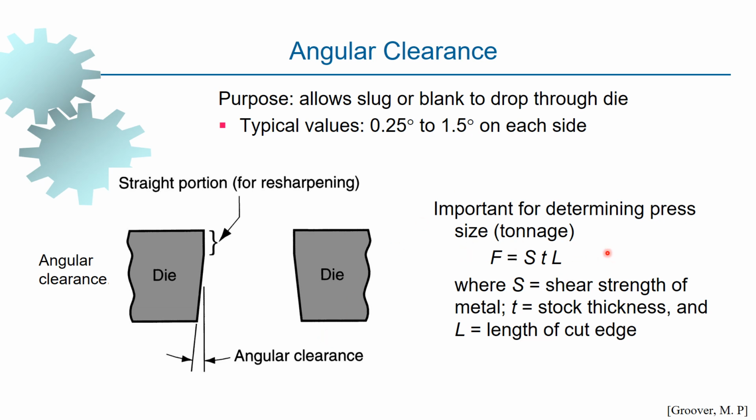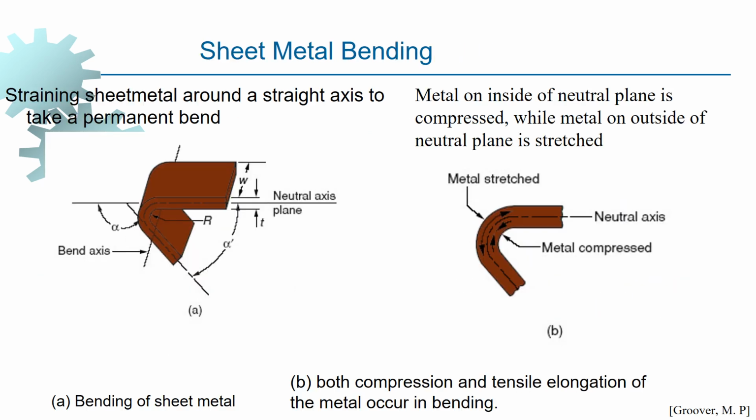So how do we calculate force? Force can be calculated as F = S × T × L. How much force is needed to cross the shear strength of the material and produce the shearing operation? The force required has to cross the shear strength, so it is shear strength times area. Area is T, the thickness of the material, times L, the length of the cutting edge. So the length of the cutting edge times T becomes the area of cutting, and times the shear stress or strength will give you the required force for the cutting operation.